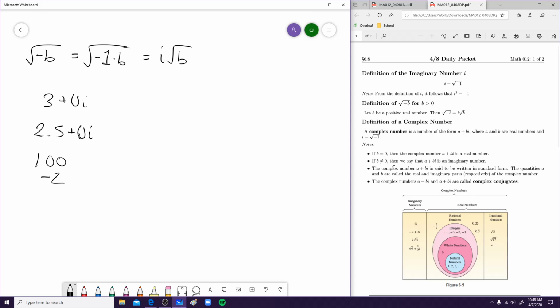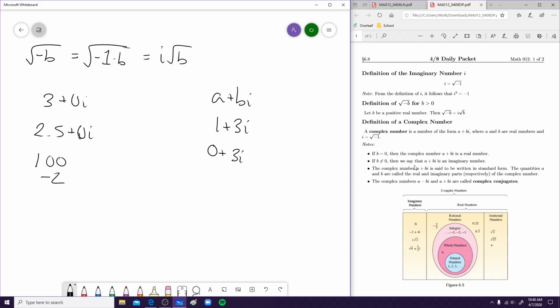Right, so if b is not equal to 0, then we say a plus bi is an imaginary number. So if we had 1 plus 3i, this is a complex number, even if it was just 3i. So if a was 0, this is still a complex number, right?